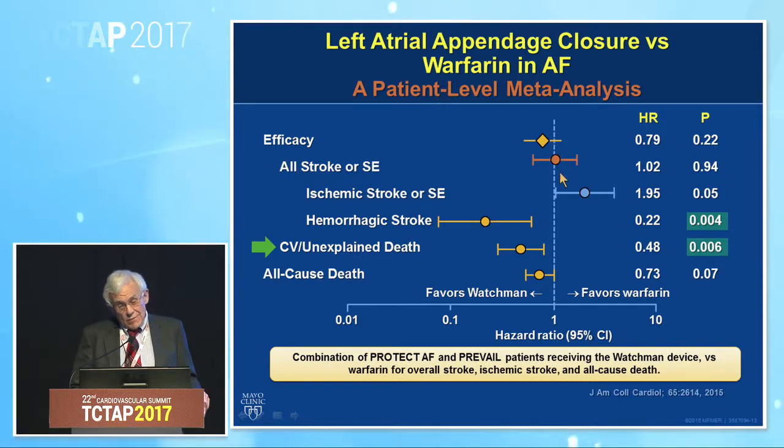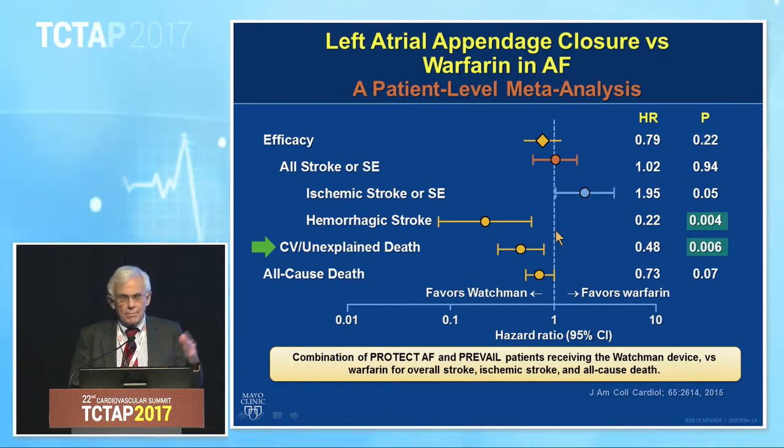Efficacy is about the same. All stroke or systemic embolism is about the same. But the major difference is a reduction in hemorrhagic stroke in patients who are treated with the Watchman device. You also might look at the bottom 2 columns. The cardiovascular or unexplained death is 50% reduced in the group of patients who get the Watchman device.